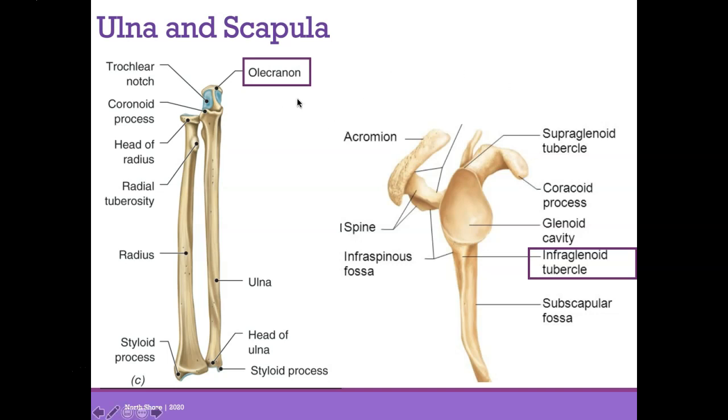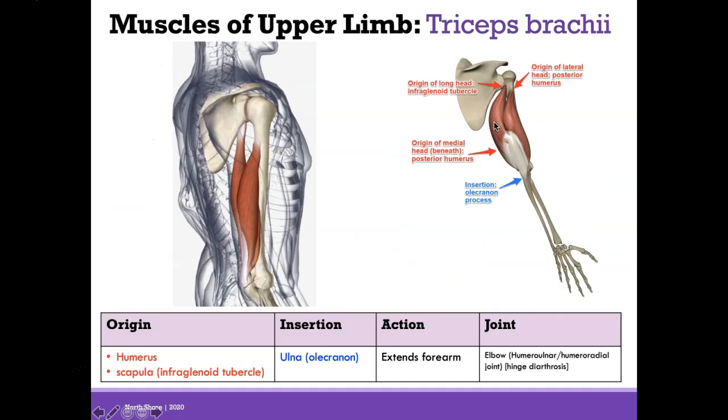So this is the olecranon. Here's the infraglenoid tubercle of the scapula, where the triceps attach. And again, try to visualize this. Like, what are the triceps trying to do? Right? How does it make sense that it attached to the scapula and olecranon? Like, how would it be able to extend based on how it's attached? That's what I want you to try to think about.